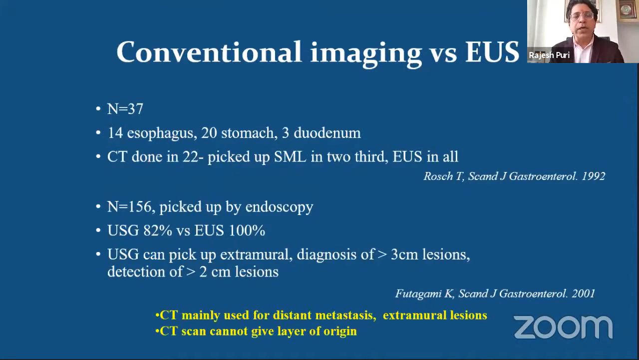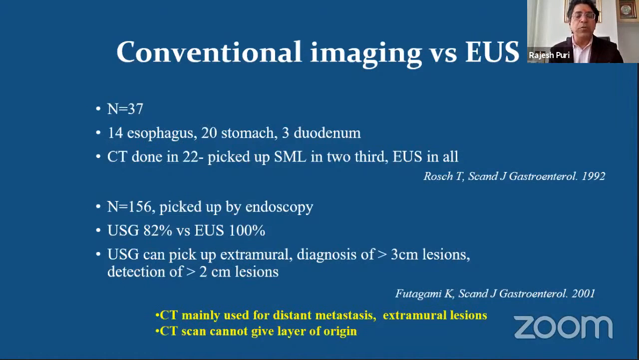When we compare EUS with conventional imaging, these are two studies where CT scan and ultrasound were compared, and CT scan was able to pick up two-thirds of the cases of subepithelial lesions, while EUS was able to pick up subepithelial lesions in all. Similarly, the accuracy of ultrasound was 82% versus endoscopic ultrasound, which is 100%. And ultrasound can pick up an extramural lesion if it is more than 3 centimeters, and detection of the lesion if it is more than 2. So CT scan is mainly for distant metastasis.